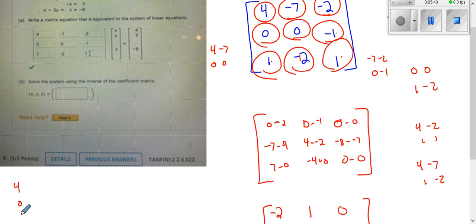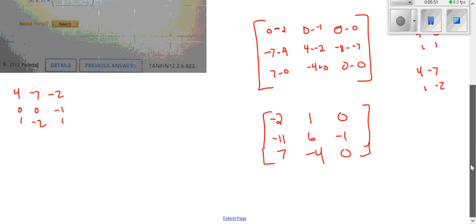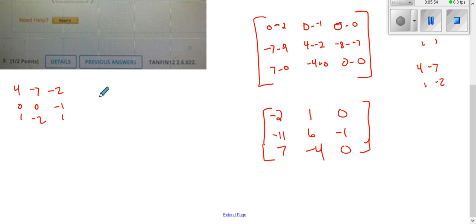4, 0, 1, negative 7, 0, negative 2, negative 2, negative 1, 1. All right, so now we've got to multiply this by the determinant. A way to find the determinant is to just repeat these numbers: 4, negative 7, negative 2, 0, 0, negative 1, 1, negative 2, 1.